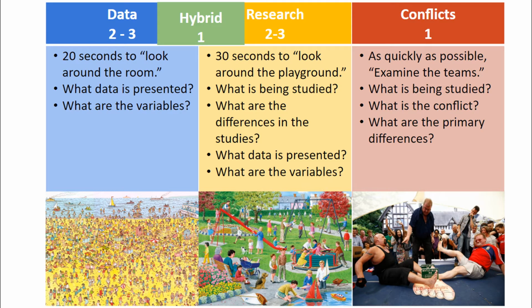As we begin, let's remember that the types of passages we have dictate how we approach them. If you have a data passage, you're going to quickly get to the information. If you have a research passage, you're going to take a few seconds to look at the variables and the different studies presented. A hybrid passage, you're going to treat more like research. That's where you get the steps of research that was conducted, more like a lab report. And then a conflicts passage is where you have scientist one or student one or method one, and you're going to have to spend time reading and examining the conflict and the different approaches.